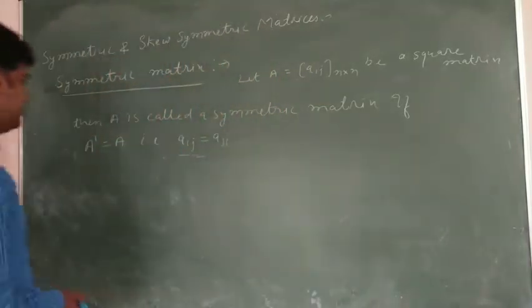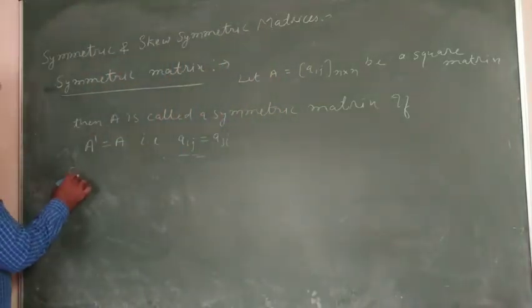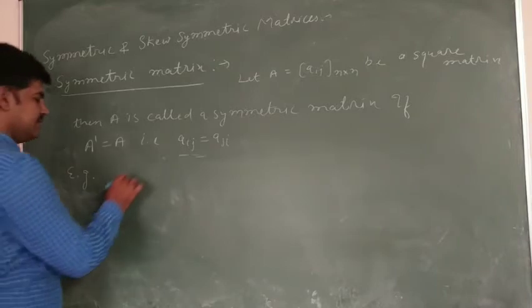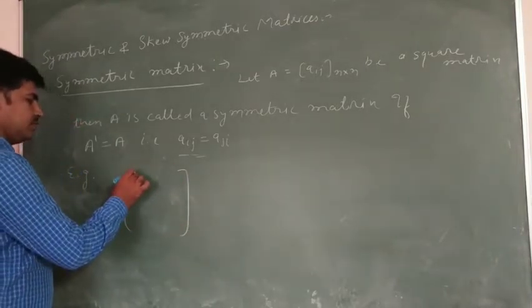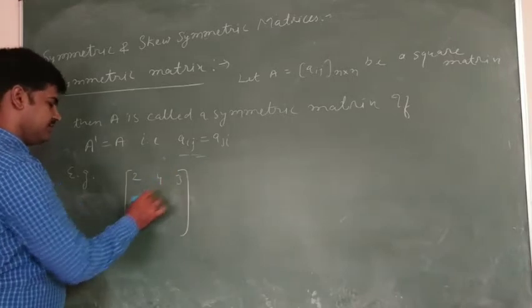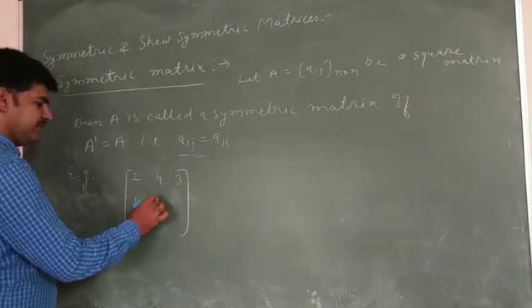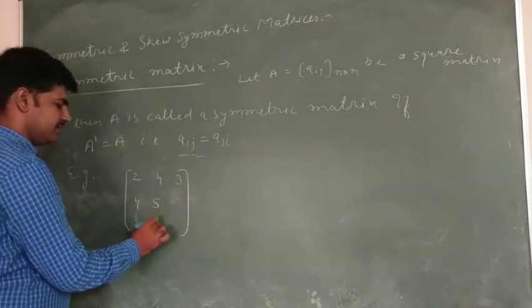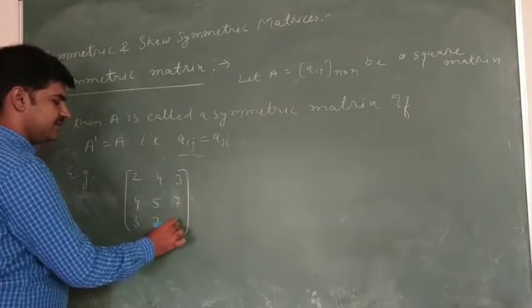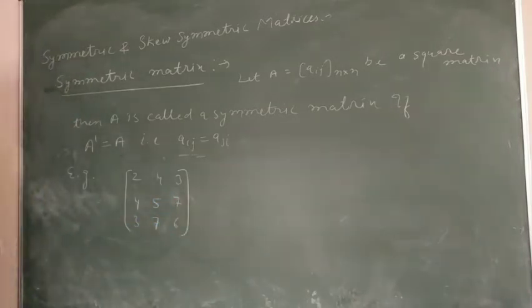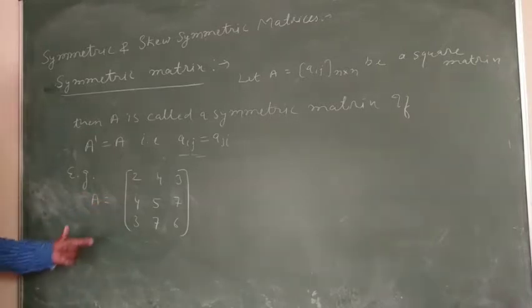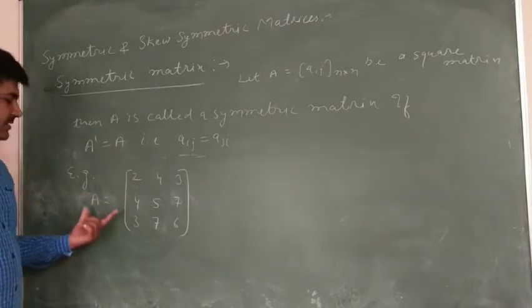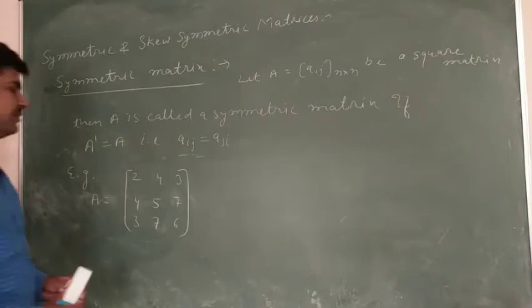So here I go and take the example. For example, here I am writing a square matrix: 2 4 3, 4 5 7, 3 7 6. Students, this is a matrix A. This is a square matrix A of order 3 by 3.